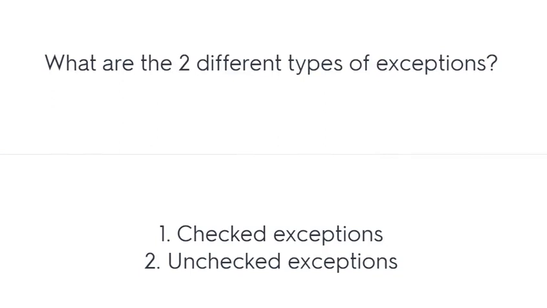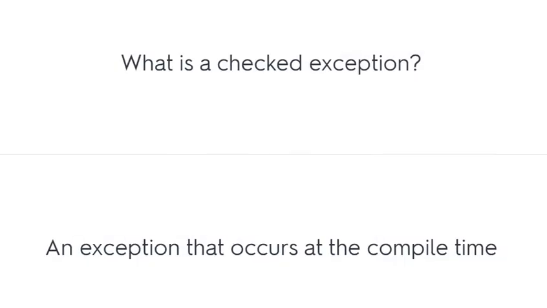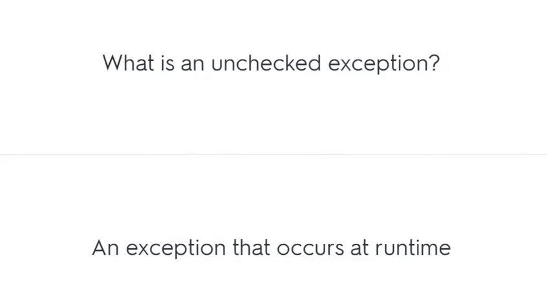What are the 2 different types of exceptions? 1. Checked exceptions. 2. Unchecked exceptions. What is a checked exception? An exception that occurs at the compile time. What is an unchecked exception? An exception that occurs at runtime.